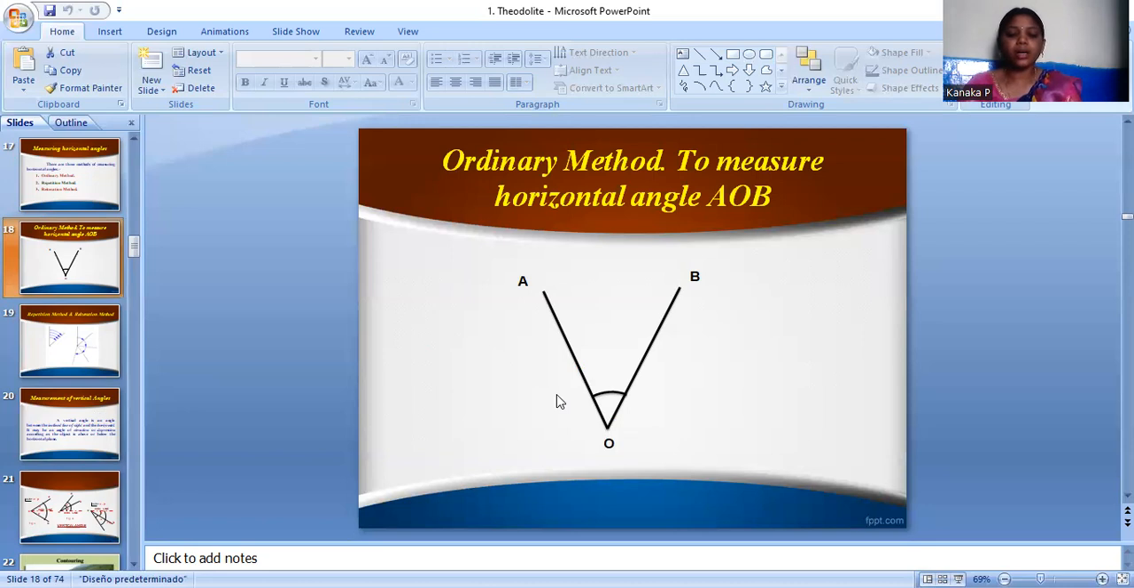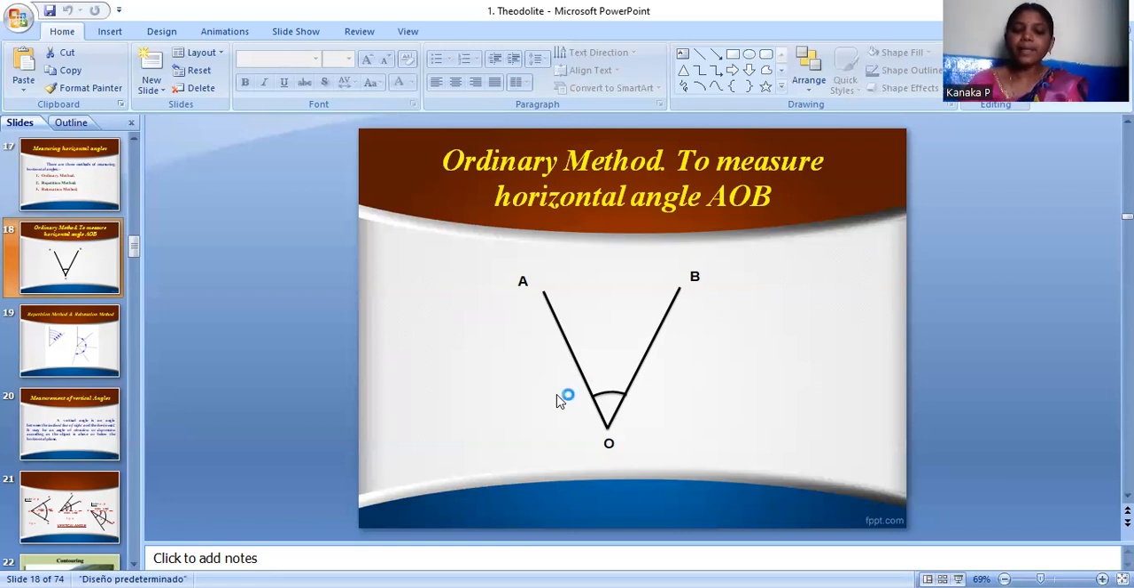Next, the telescope is turned clockwise such that vernier A is set to 0 degrees and vernier B is approximately 180 degrees. The upper clamp is tightened. By operating the tangent screw, verniers A and B are set exactly to 0 degrees and 180 degrees respectively.